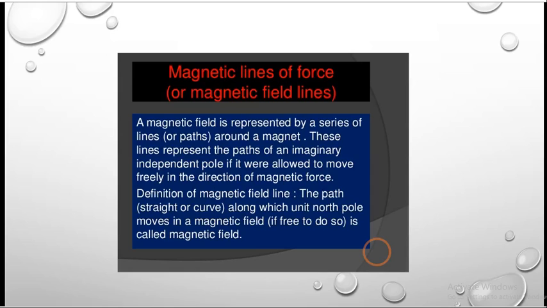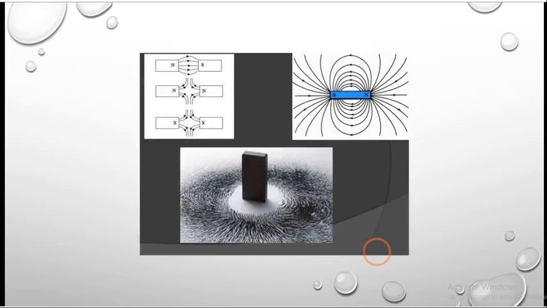Magnetic field is represented by a series of lines around a magnet. These lines represent the paths of an imaginary independent pole if it were allowed to move freely in the direction of magnetic force. The path along which a unit north pole moves in a magnetic field is called a magnetic field line. You can see it over here. There are a few properties also of this line. Let's discuss one by one.